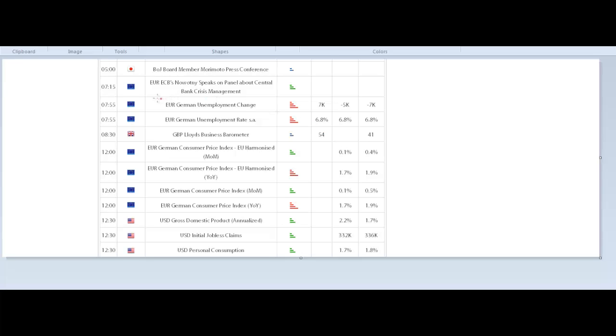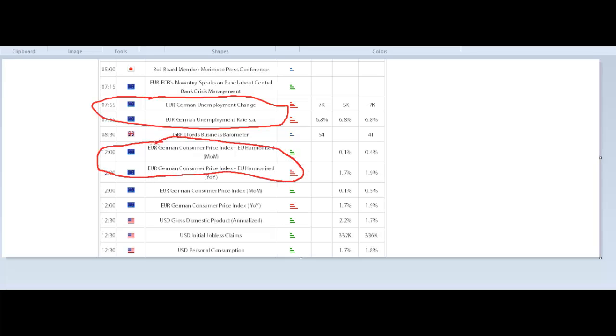Today we saw some German unemployment numbers released. Those data actually moved the market, and we'll take a look at that chart in a short while. Later in the North American session, we have German CPI numbers expected. Those also have the potential to move the market.